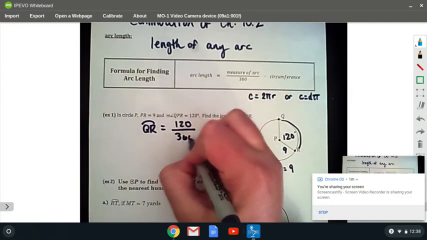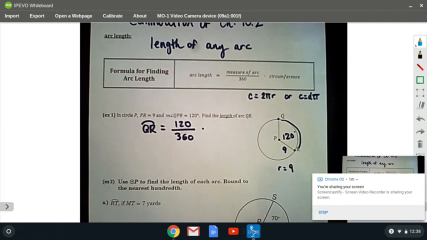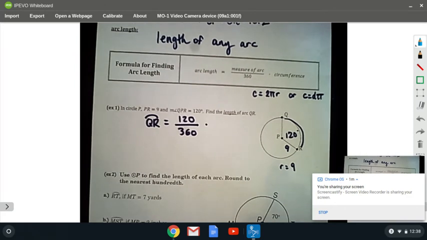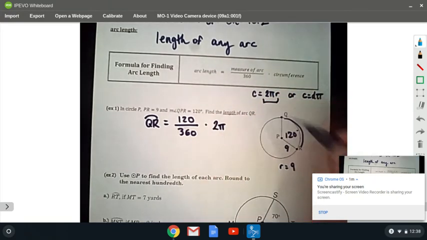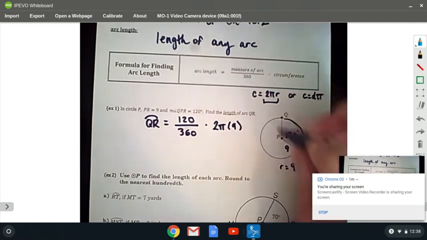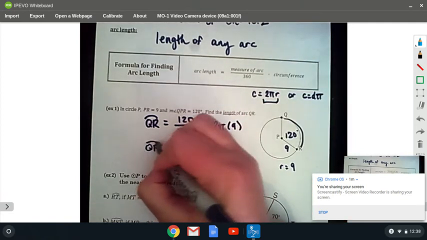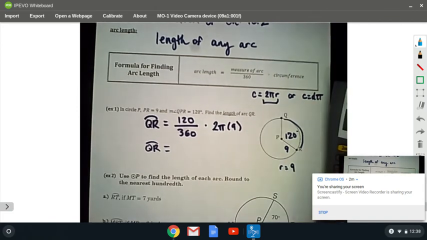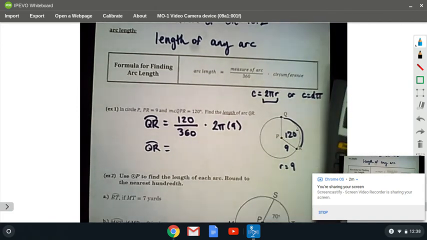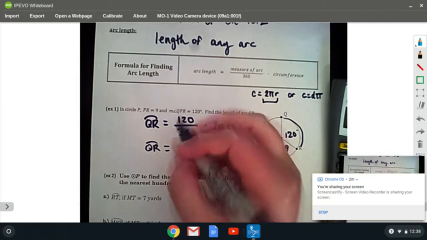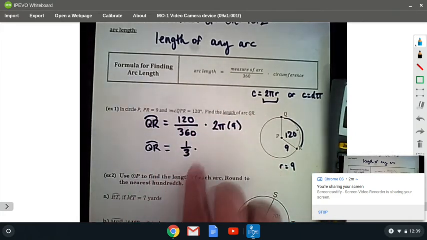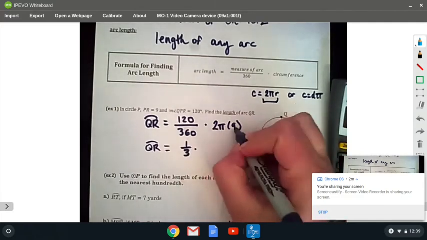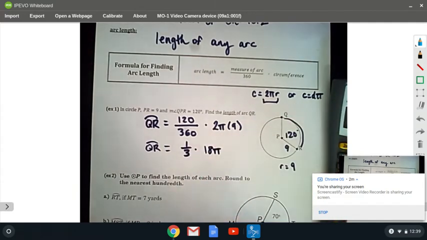Divided by 360 times whatever our circumference is. So our circumference would be, and we don't need to put the C here, our circumference is just this. So 2 pi times 9. So to write that in simpler terms, I can do 120 divided by 360. That is a third. I can simplify. 120 goes into 360 3 times, so I can simplify that to 1 over 3. And 2 times 9 is 18, so 18 pi.